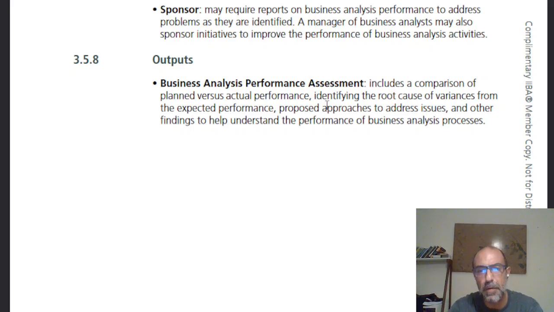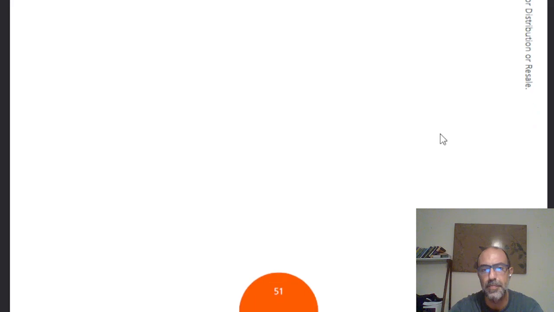Identify the root cause of variances from the expected performance, which is basically what I just said. You see why there are changes, if there are changes, and some changes are better than no changes. If something is different than planned, it doesn't necessarily mean it's not on point. It's not positive. Proposed approaches to address issues. Of course, you have to mention that in your assessment, and other findings to help understand the performance of business analysis processes. Super beautiful.